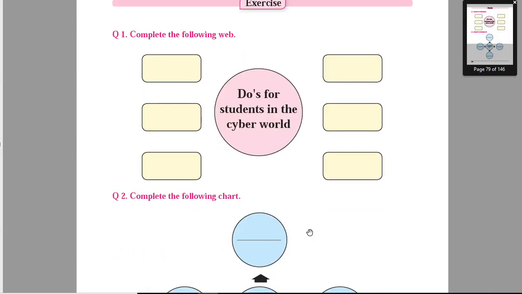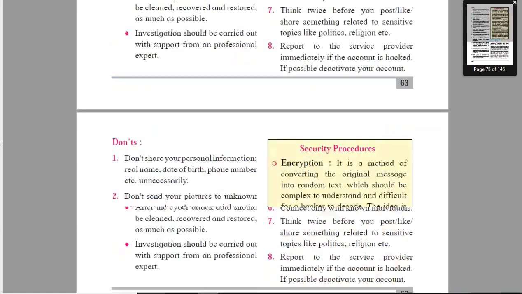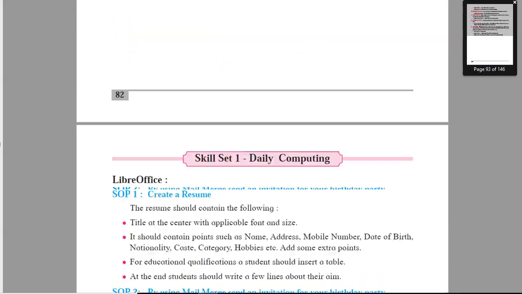See here, you all have to solve the first question, that is, complete the following web do's for the students in cyber world. Which are the do's for the students in cyber world? Here are some of the do's of students in the cyber world. You all can copy them and write in your program.